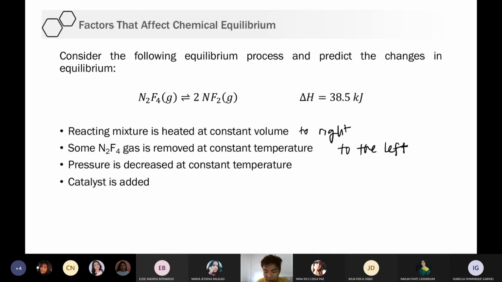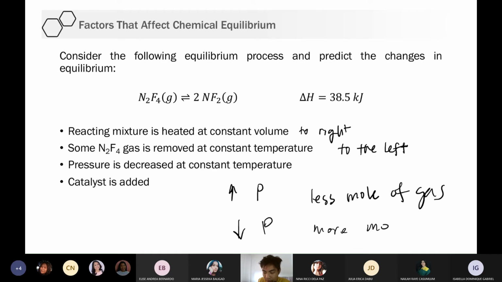Letter C. Pressure is decreased at constant temperature. Dalawa yung cases natin dito. Increase in pressure will favor less mole of gases, yung side of the reaction kung saan may less mole. Decrease of pressure will favor the side of the reaction with more moles of gases.